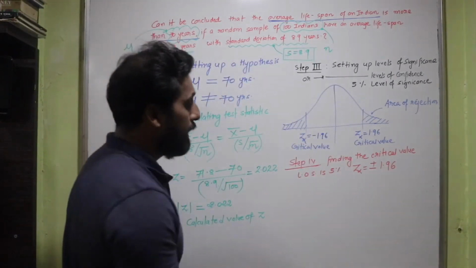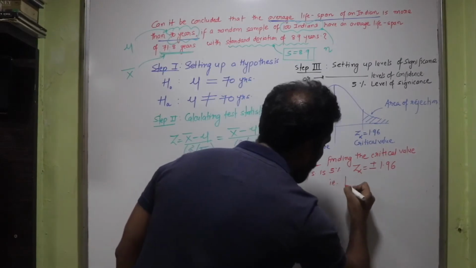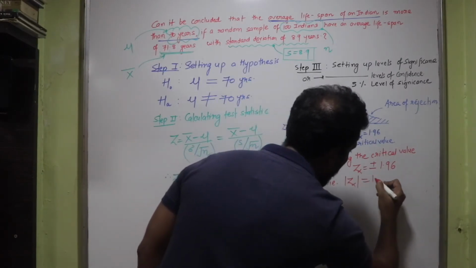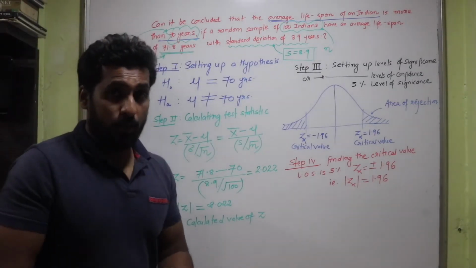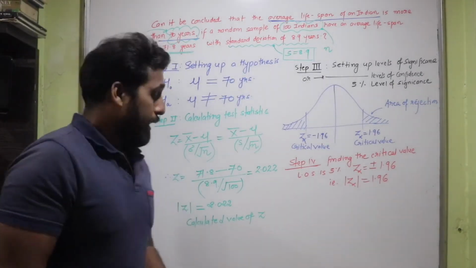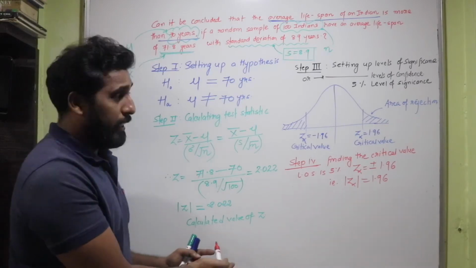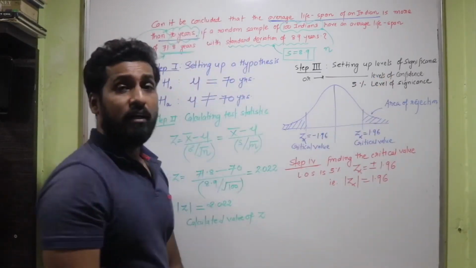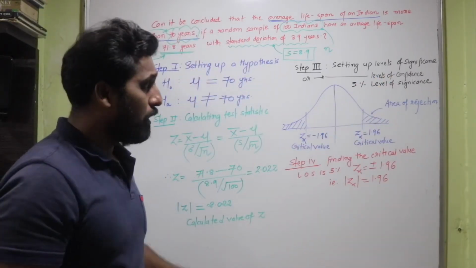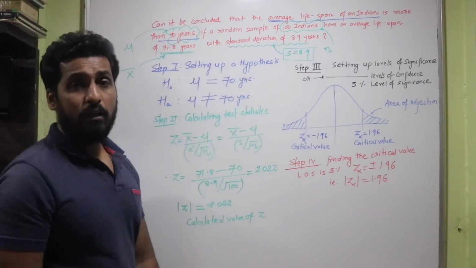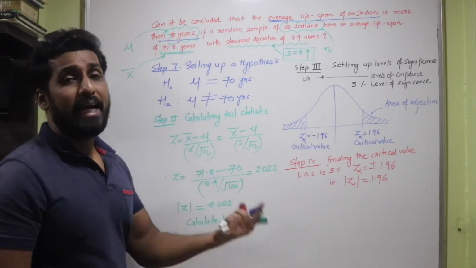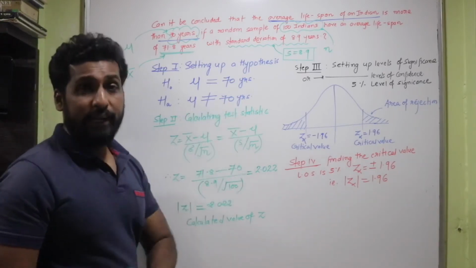Now, I can say the mod of Z alpha is 1.96. How do I come to my conclusion? I have already told you, isn't it? If the calculated value of Z lies in the region of rejection, you will discard the null hypothesis and you will accept the alternative hypothesis.